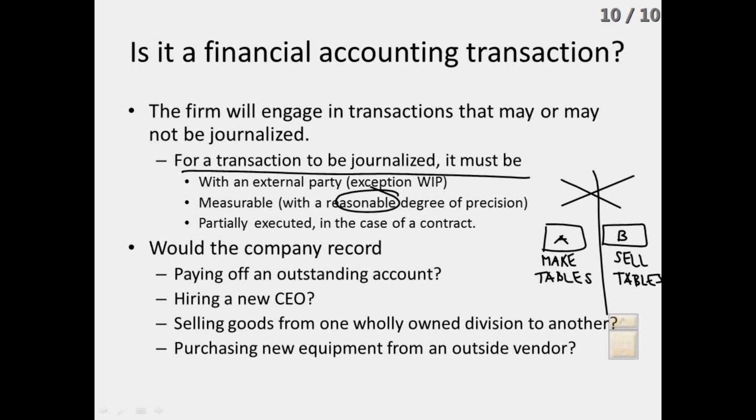But okay, if we sell products from one division to another in wholly owned divisions, no, right? Because it's not executed with an external party. If we buy new equipment from some outside vendor, can we do it? Yes. Okay.